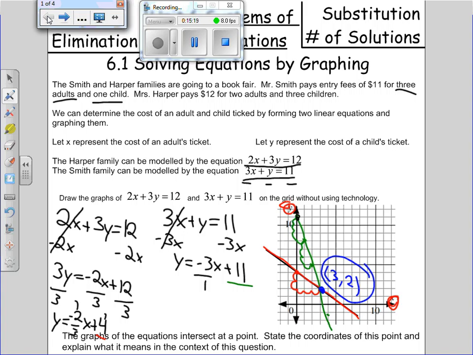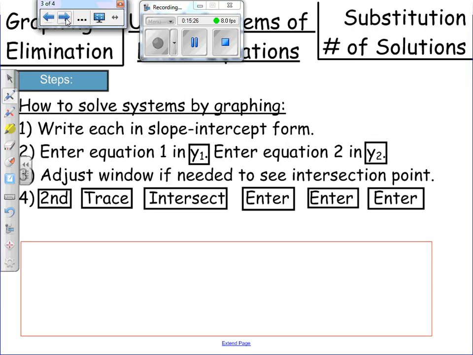This is where it becomes so useful. You want to go second trace, and number 5 is that beautiful intersect button. That's telling your calculator, I want to find the intersection between these two lines. So you hit enter on it, hit enter again, hit enter again, hit enter again, and it'll give you the answer. What is it, Joe? 3, 2.